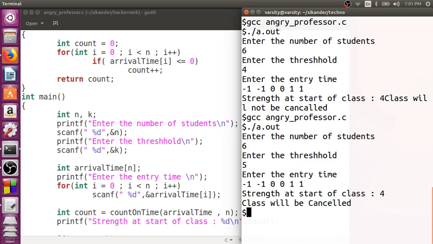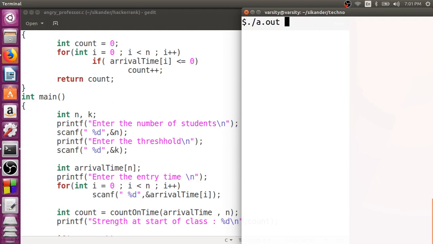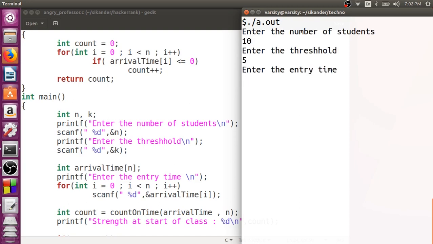The strength is 4, but since the threshold is 5, the class will be cancelled. Fine. So let's try to take up another input. Let us assume that the number of students is 10. Then let us keep the threshold as 5, and give the input as -9, -8, 4, -6, -1, -3, 4, 7, 1 and 6.